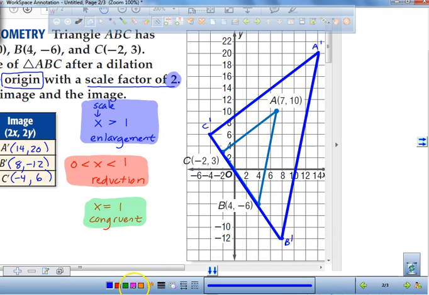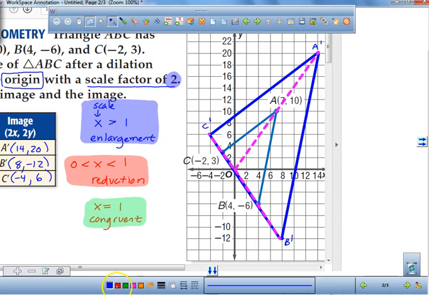Now I want you to pay really close attention to something. I'm going to draw a dotted line from the origin to our new point. So I'm going to draw it to A prime, to B prime, and to C prime. Something I want you to notice, and it's harder to notice with B prime or C prime, is that A prime passes through what point? It passes through our original point A.